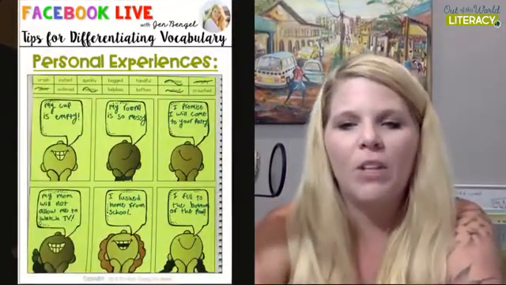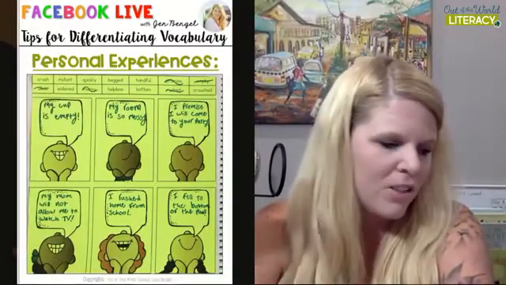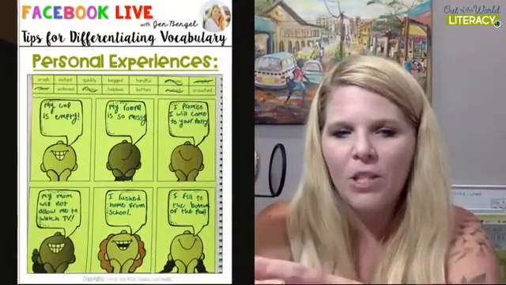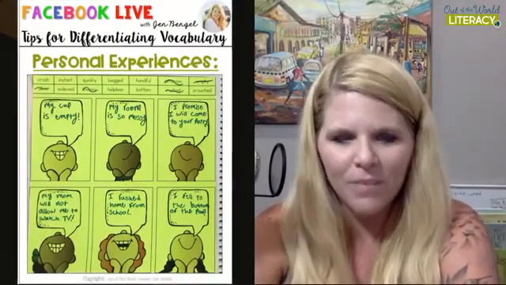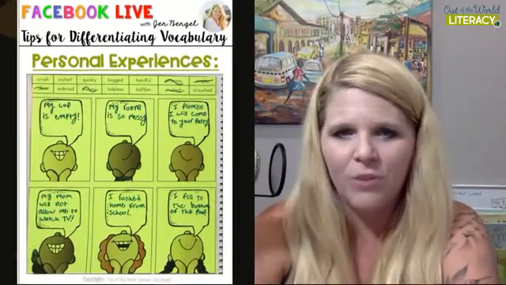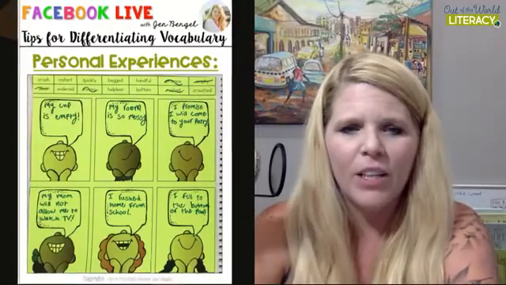And in the curriculum, I also have these pages that are really fun for the kids to write about how they would use the words in a conversation if they were to use them. So these are all examples of how you can differentiate your vocabulary curriculum.